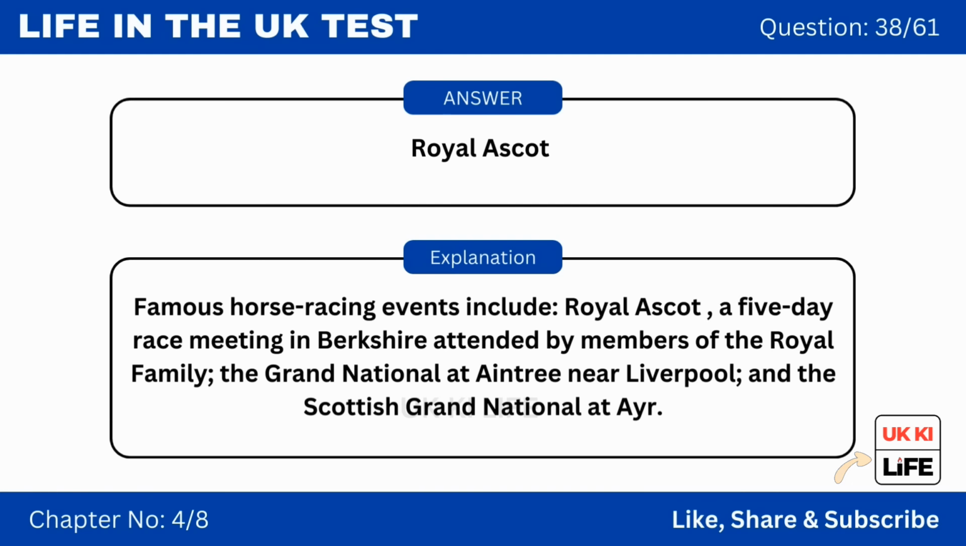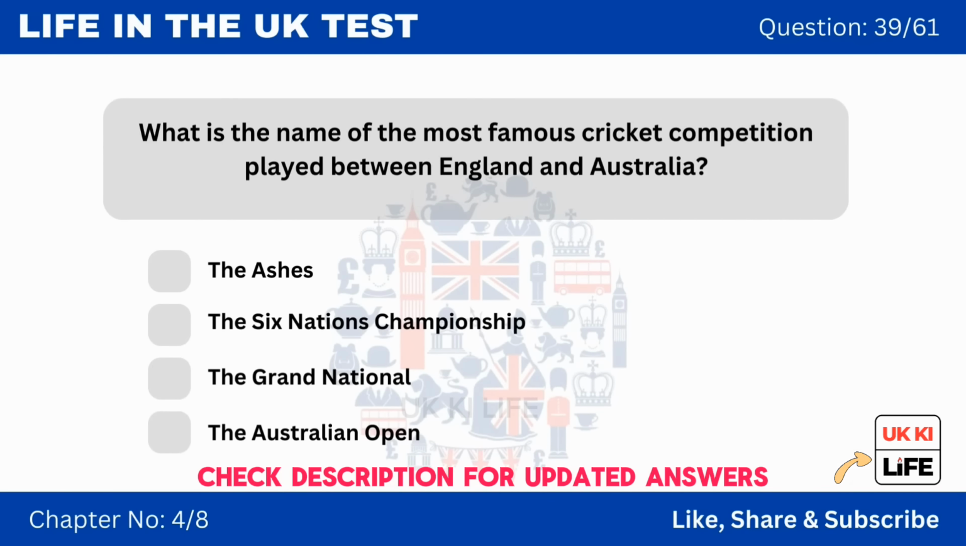Explanation. Famous horse racing events include Royal Ascot, a 5-day race meeting in Berkshire, attended by members of the royal family, the Grand National at Aintree near Liverpool, and the Scottish Grand National at Ayr. Question 39. What is the name of the most famous cricket competition played between England and Australia?